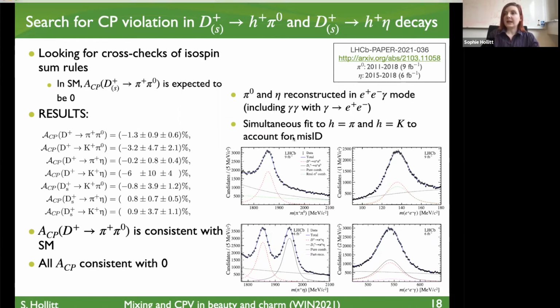So when we put this together and make a simultaneous fit to account for any misidentification of the pion and kaon, we get all these lovely results. And if we take a look at the pi+ pi-pi 0 in particular, this is still consistent with zero and consistent with the standard model at the moment.